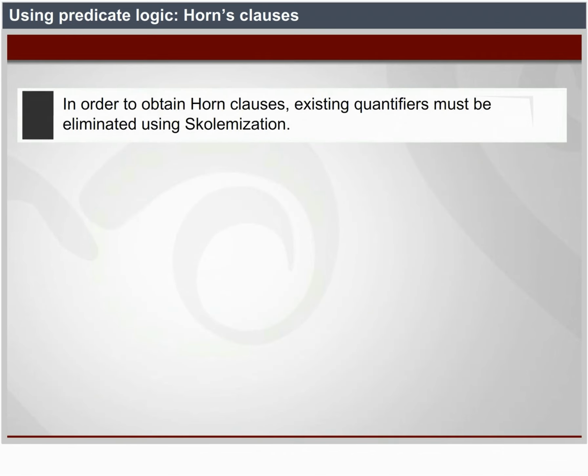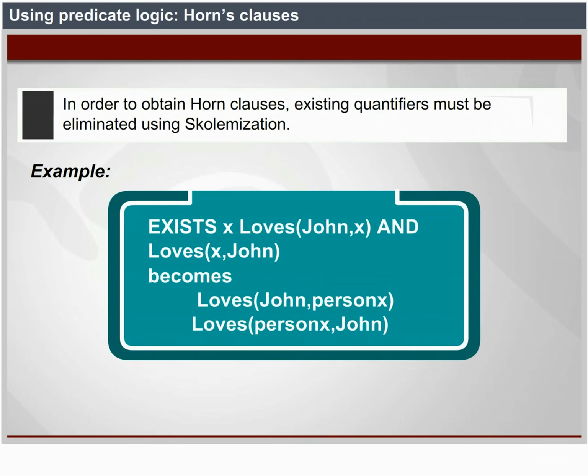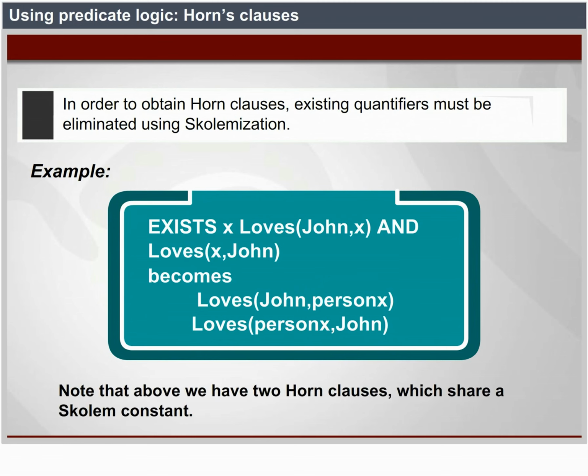In order to obtain Horn clauses, existential quantifiers must be eliminated using Skolemization. Example: exists x, loves of John, x and loves of x, John becomes loves of John, person x, and loves of person x, John. Now we have two Horn clauses which share a Skolem constant.